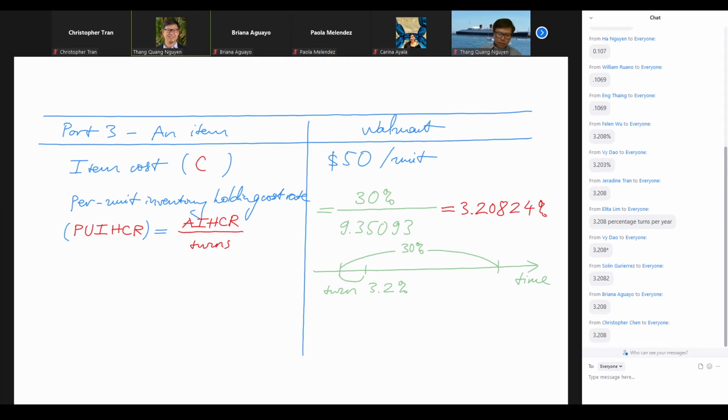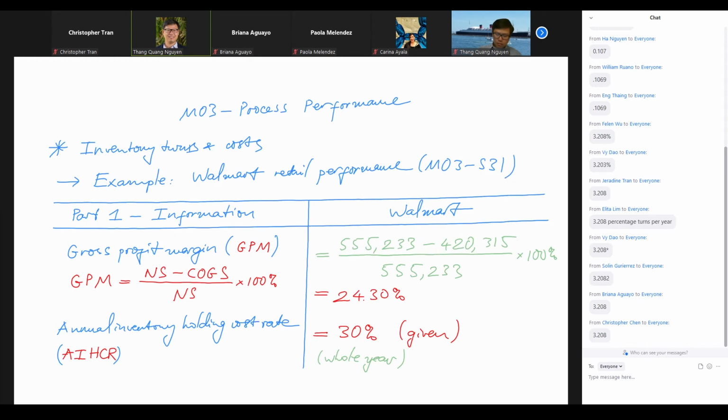By the way, I think that I forgot to mention another name for the annual inventory holding cost rate. Please backtrack a little bit. There's a second name for this. It is called a carrying charge rate, right? So that's the cost of carrying the item for the whole year, or the cost of holding on to the item for the whole year. So we call that a carrying charge rate. Later on, we might call that name.